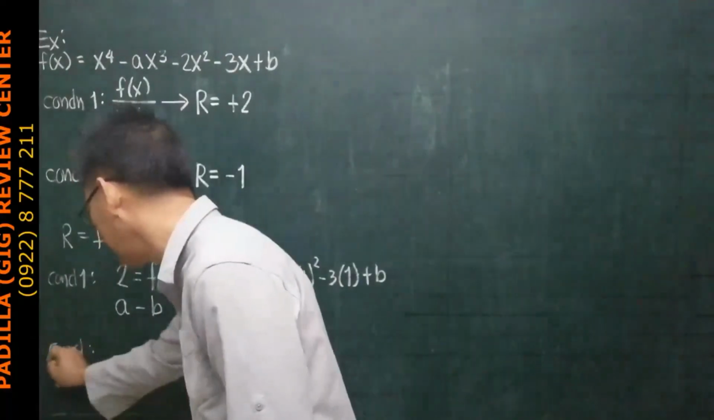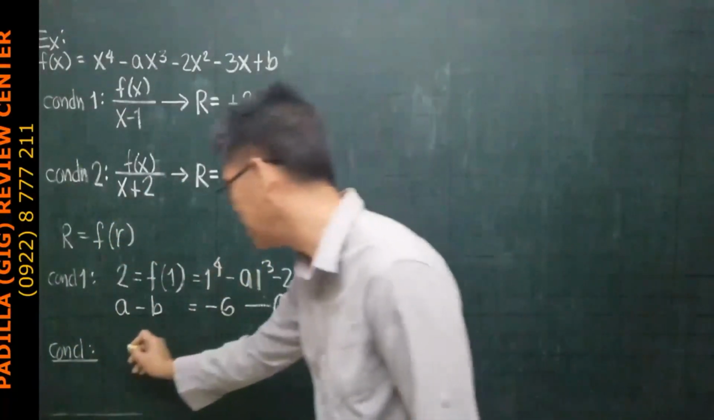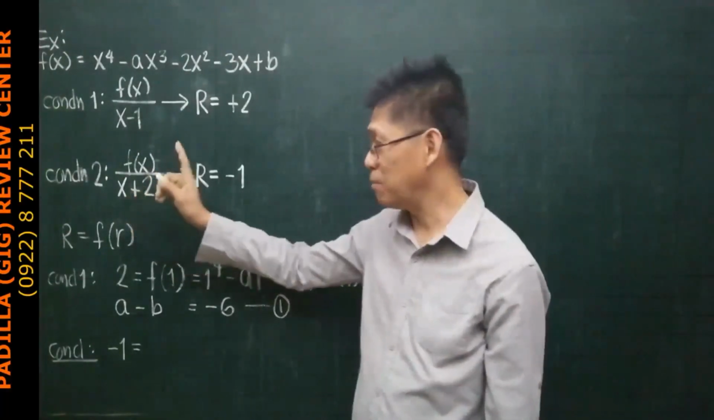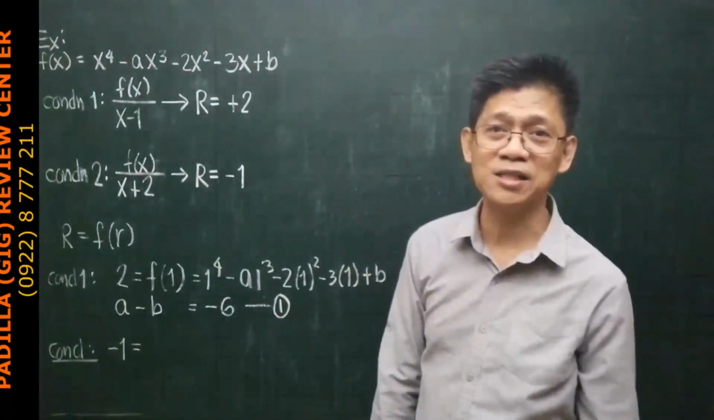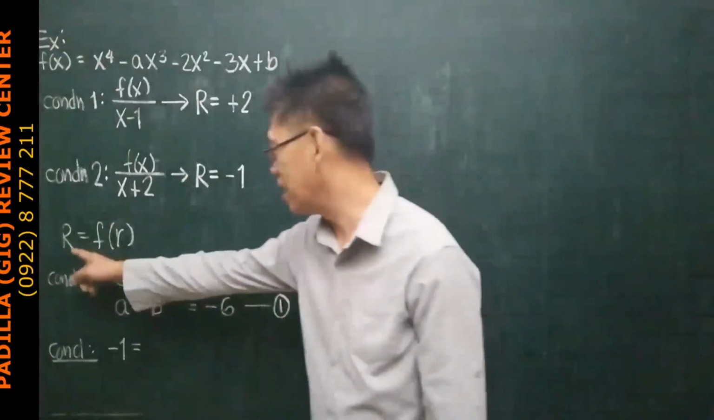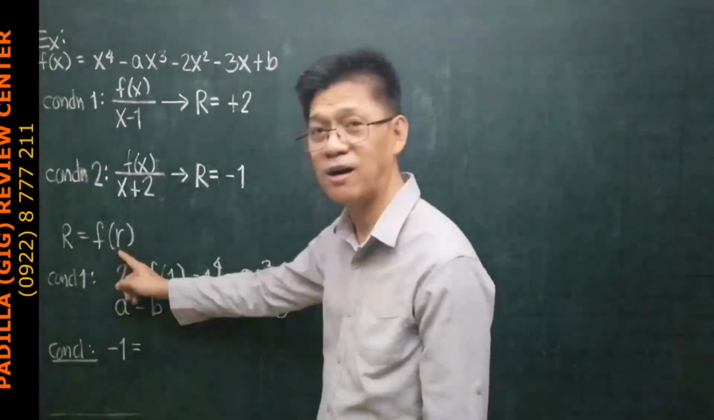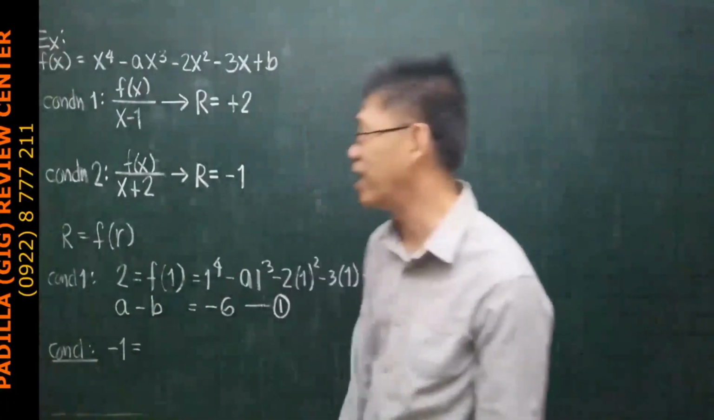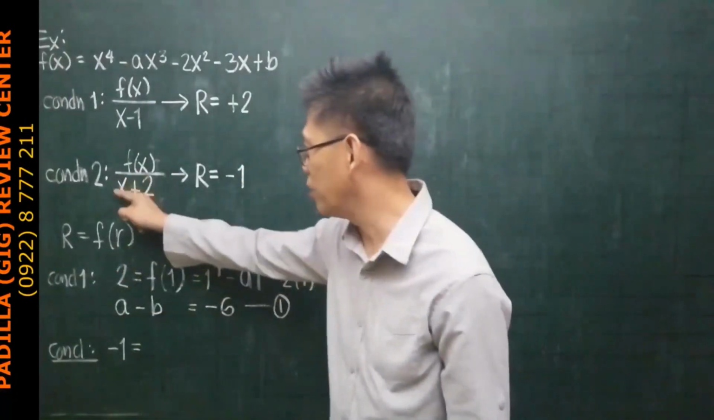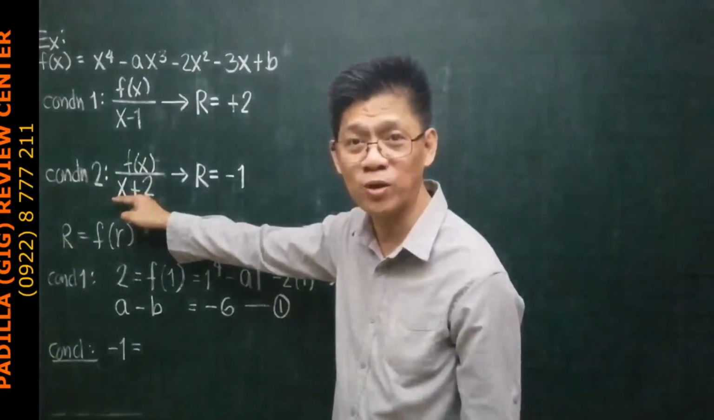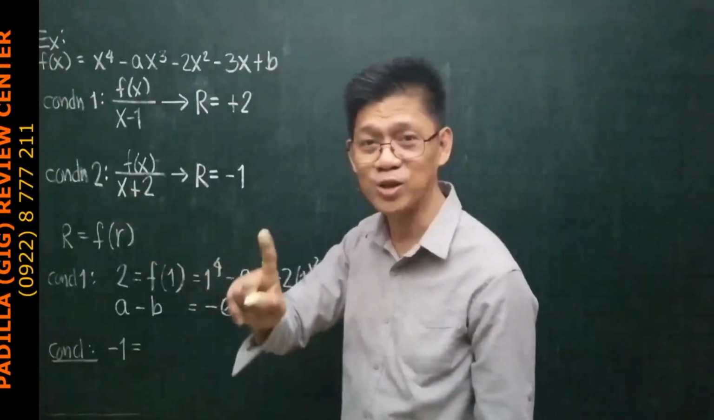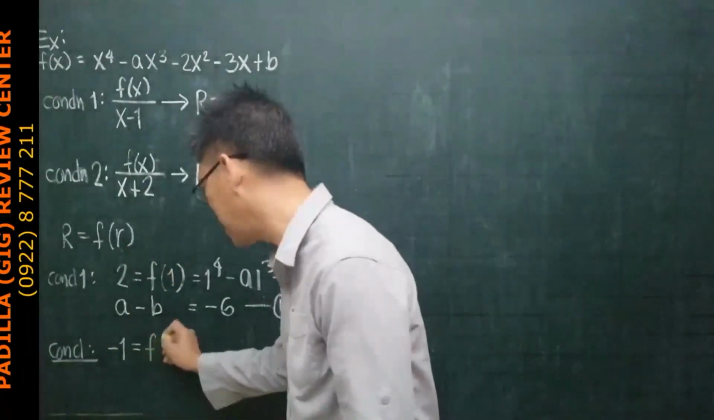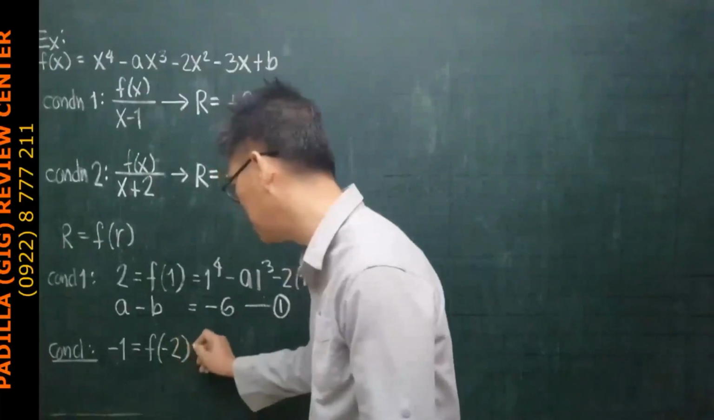the remainder is minus 1. Now, since our divisor is first degree, the remainder theorem, again, is applicable. The remainder is f of small r. Our remainder is minus 1. Our small r is, equate this to 0, x plus 2 is 0. What is x? Minus 2. So that would be the value of your small r. So this is f of minus 2.